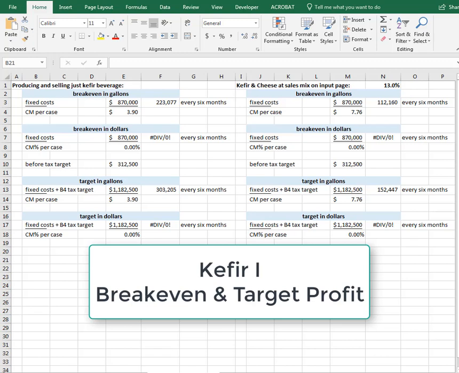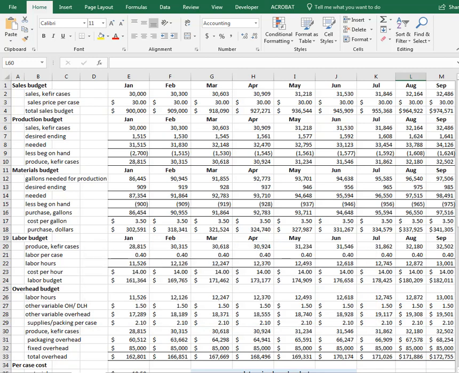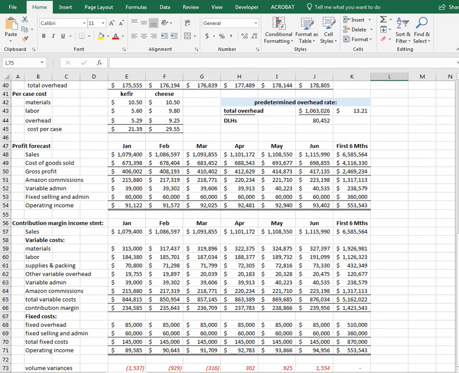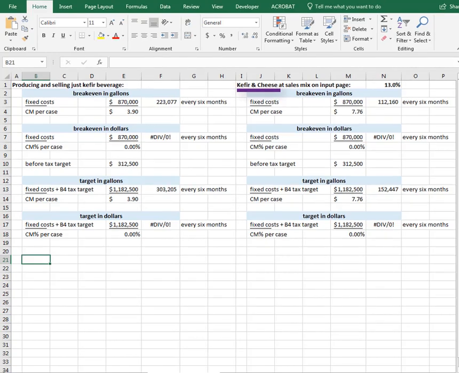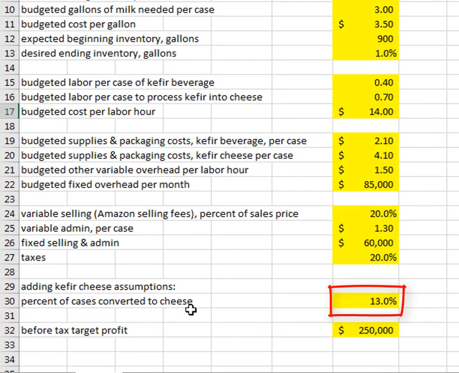So now we're going to be working on the break-even and target profit portion of the project. We've already done a budget and an income statement for producing just kefir. And then we did a budget and an income statement for a mix of some kefir and some cheese. And now we're going to do break-even and target profit projections for just kefir, and then kefir and cheese at the sales mix on the input page, this sales mix that was indicated that could be changed.